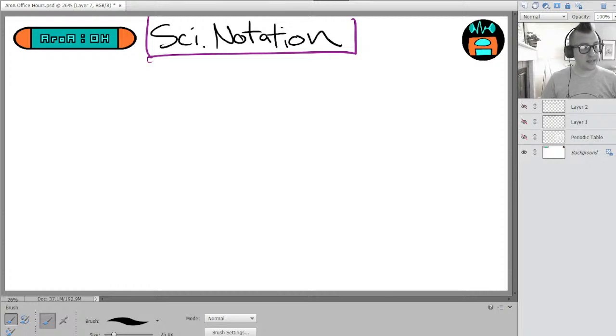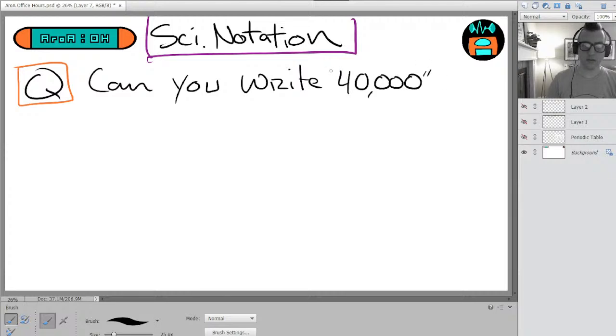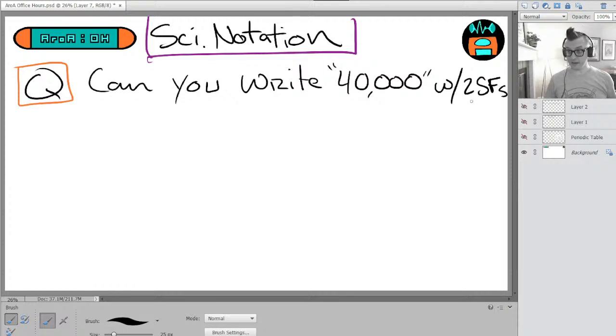All right, can you write the number 40,000? So here's the $1 million question. Can you write 40,000 with 2 sig figs? And the answer is you can. First step is we're going to take 40,000 and write it in scientific notation.